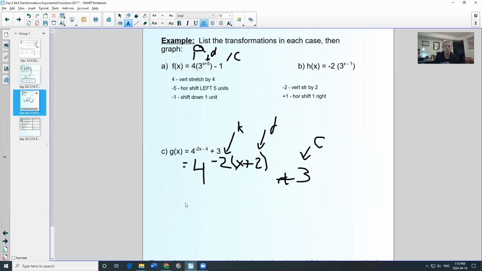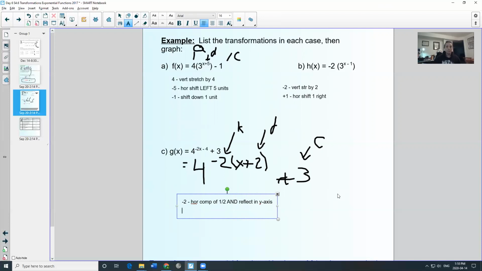Okay, so looking at the -2, that's my K value. That means that this is a horizontal compression. Okay, the fact that it's a 2 means it's a horizontal compression of a half. The fact that it's negative means that it's going to be reflected horizontally, so it's a reflection in the y-axis, okay, because it's a left and right reflection.